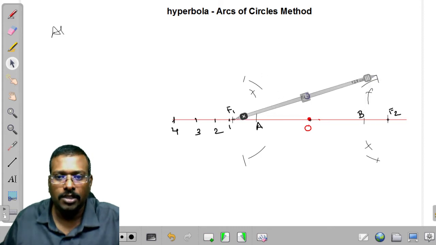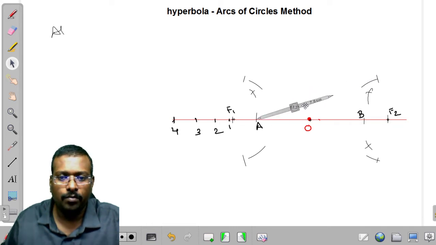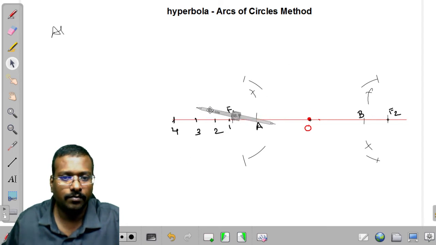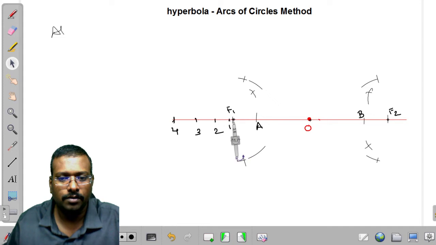Actually this is not touching, that's why I am taking again. What is the radius? A2. I have to take A2 as radius, center will be F1. Your arc is not touching. That's why I am going to draw it again. And here also the arc we are going to get.